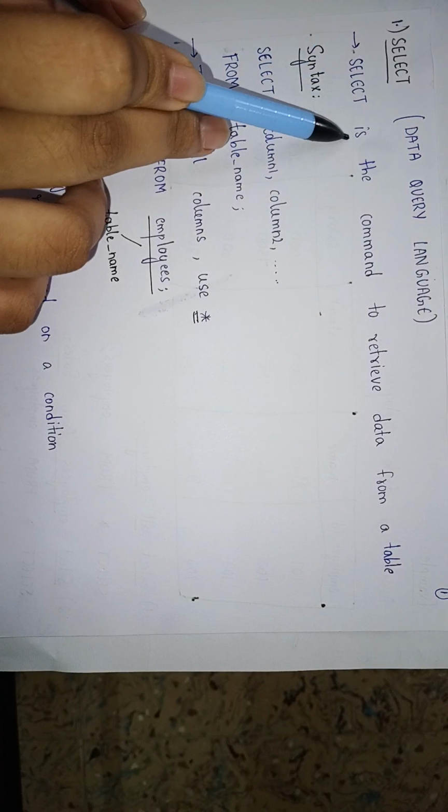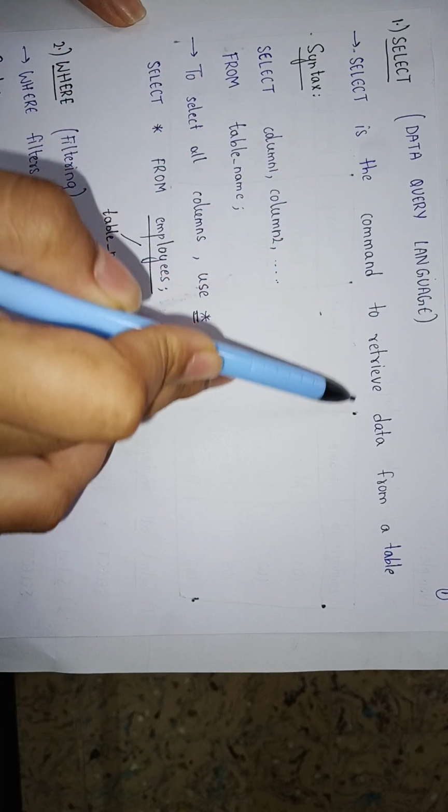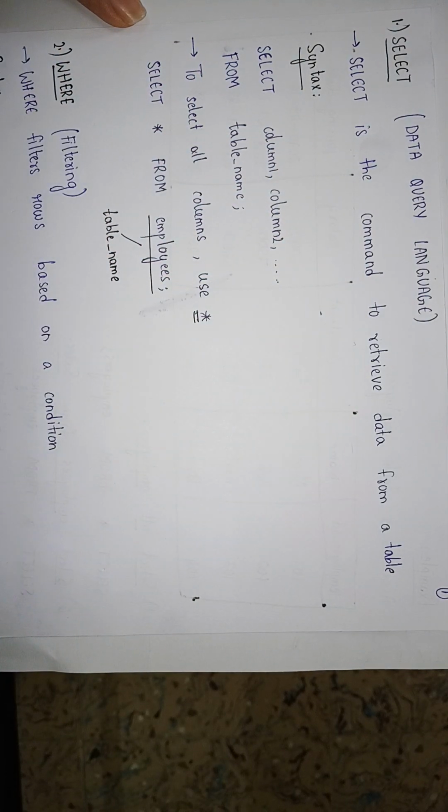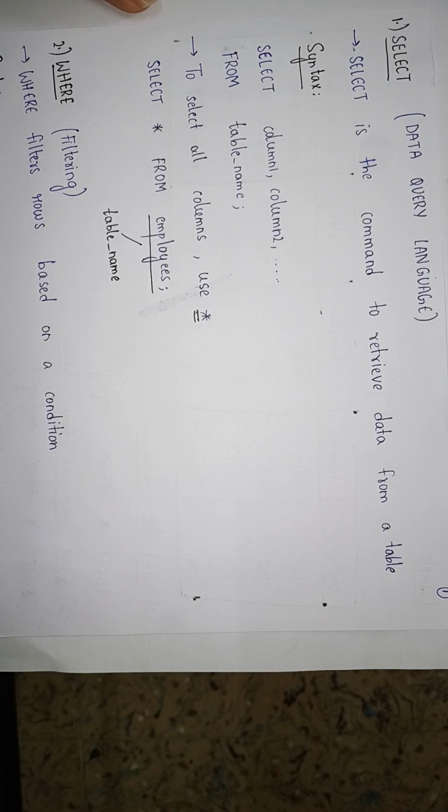So understand what select is. Select is the command to retrieve data from a table. Whatever data we have in a table, it is the universal command which we use to retrieve data from the table. Whatever data is there, if you want to retrieve complete data or retrieve specific data with conditions, we just use the select command.